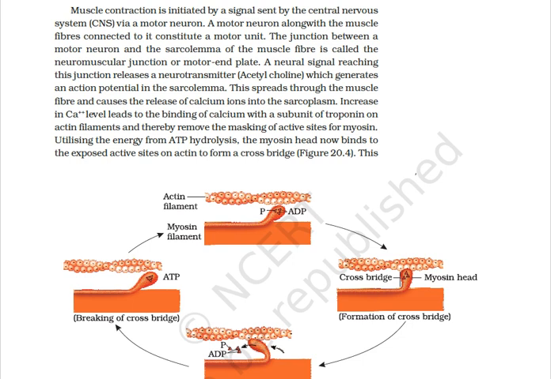Sliding filament theory was proposed by H.E. Huxley and A.F. Huxley. This is the best acceptable theory for explaining muscle contraction. It is also called the walk along theory.